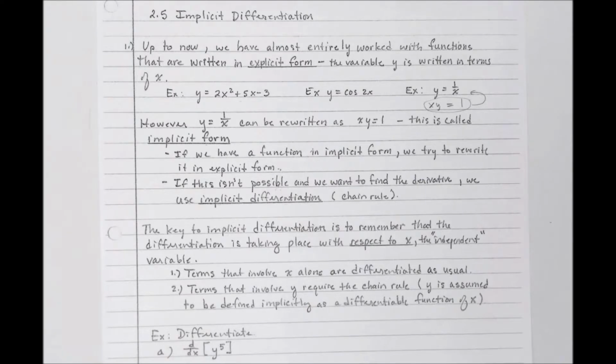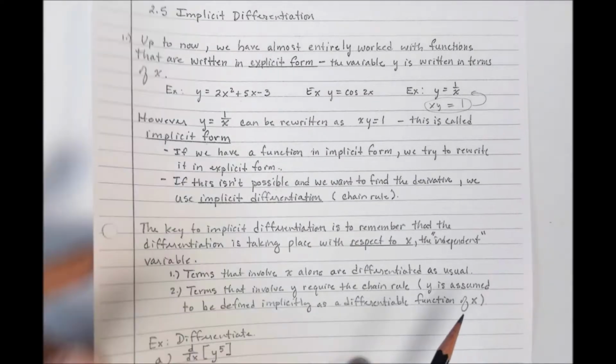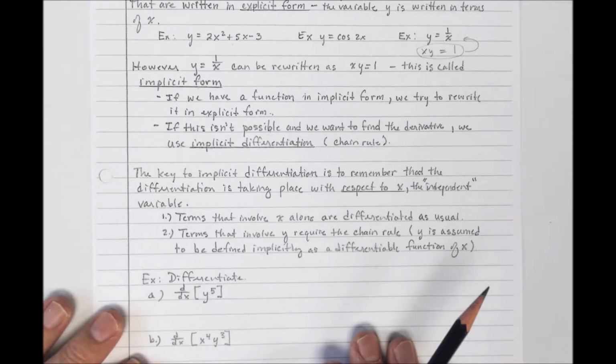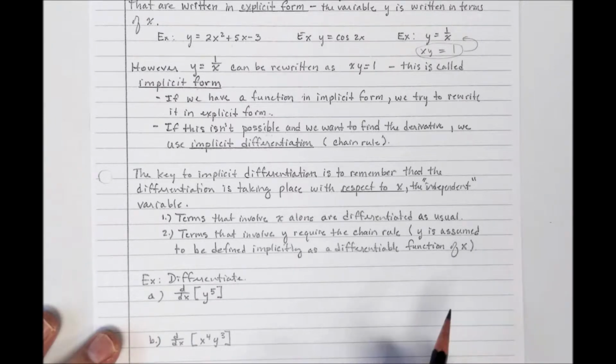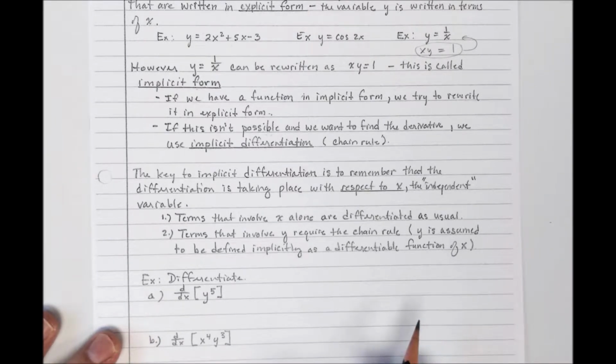The most important part, the key to implicit differentiation, is to remember that the differentiation is taking place with respect to x, whatever the independent variable. It might be x, it might be t. So when we take the derivatives of terms that have just the x or just the t, we differentiate as we always have. But when we have terms that involve y, then we have to use the chain rule, because we have to think of y as a differentiable function of x.